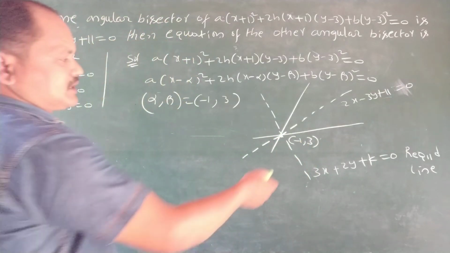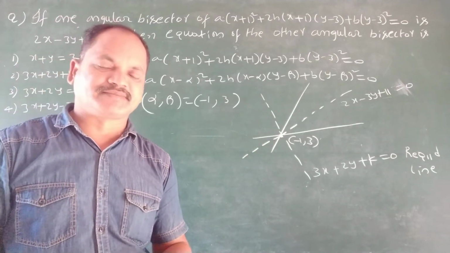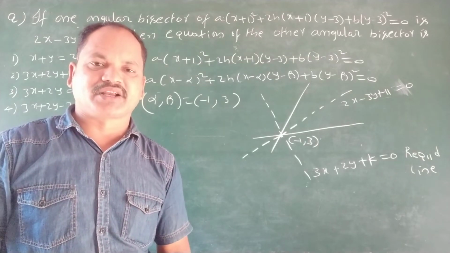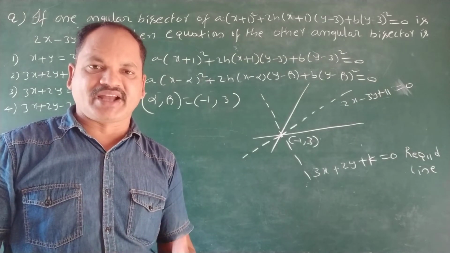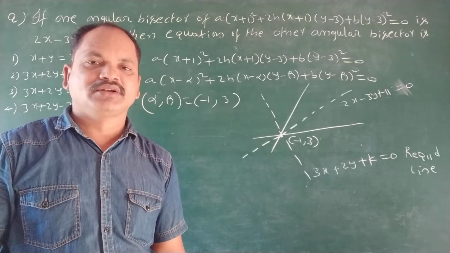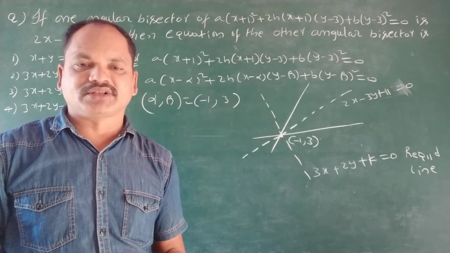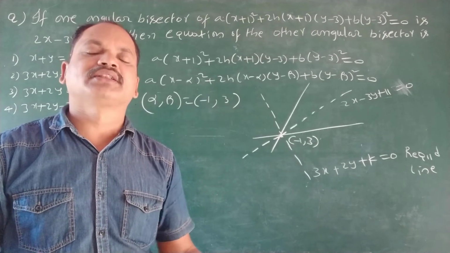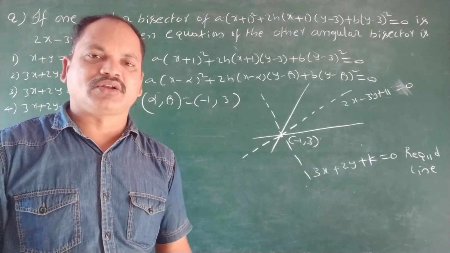So this is like a concurrent lines concept. Do you know the concept of concurrent lines from the pair of straight lines? Two or more lines passing through one point are called concurrent lines. Are you clear? If two or more lines satisfy that one point lies on all of them, then the point is called the point of concurrency, as well as the lines are called concurrent lines.